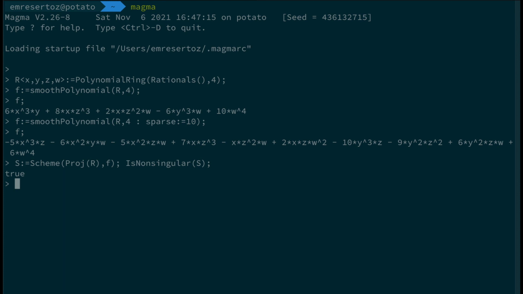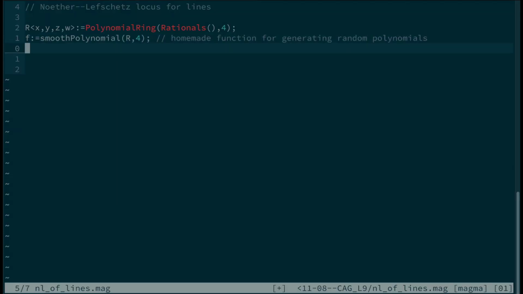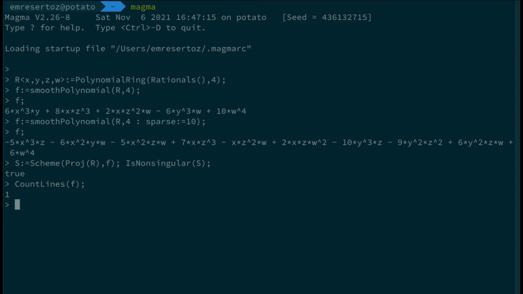Okay, so if you don't have one such function, I encourage you to stop the video and write one yourself as you follow along. And then another homework was to write a function that counts the lines inside a surface. So now I wrote a function called countLines. It takes in a polynomial f and counts the number of lines inside the surface corresponding to f, the zero locus of f. For example, this quartic has 1 line.